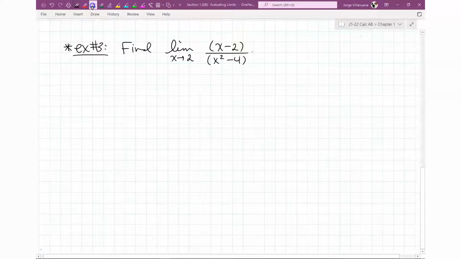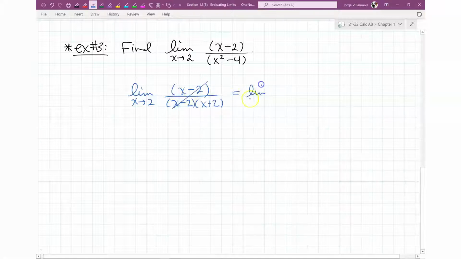So you're going to get the limit as x goes to 2 of x minus 2, and over here on the bottom will be x minus 2 times x plus 2. You have cancellation there, so this becomes the limit as x goes to 2 of 1 over x plus 2. Now use direct substitution, so you get 1 over 2 plus 2, which is 1/4.